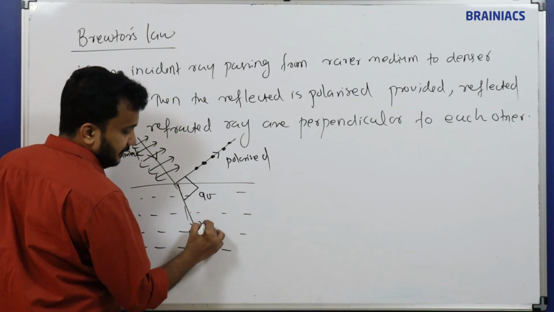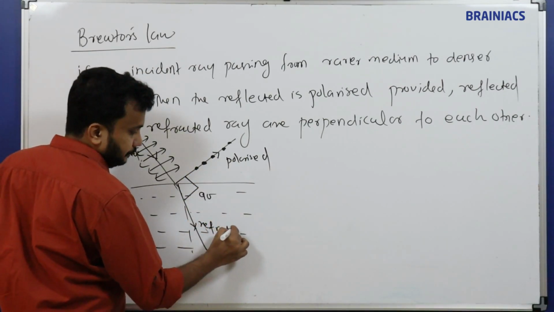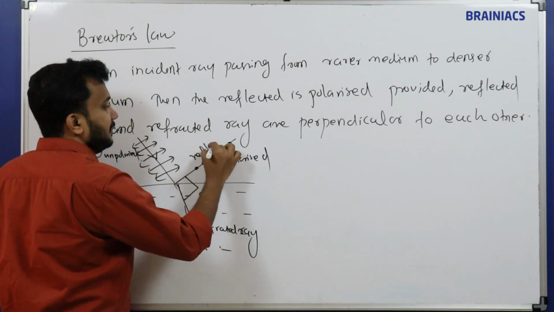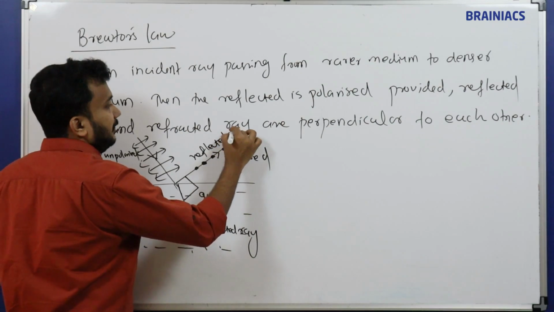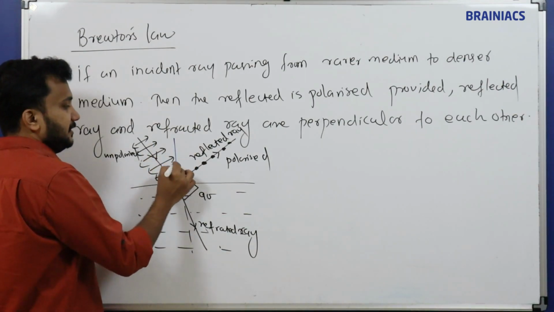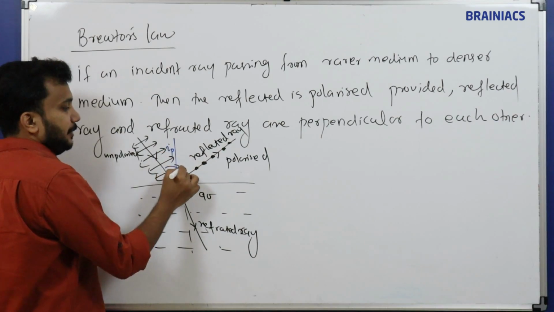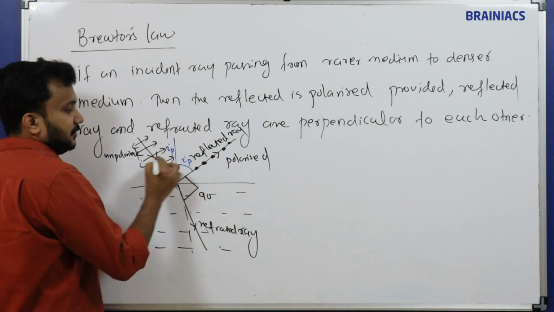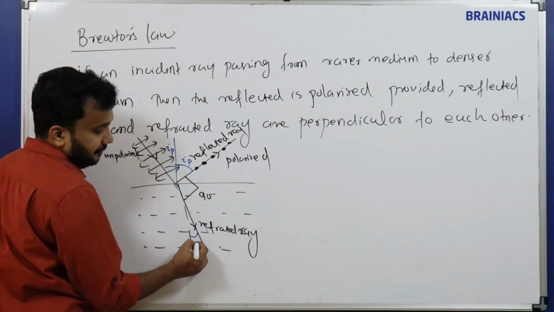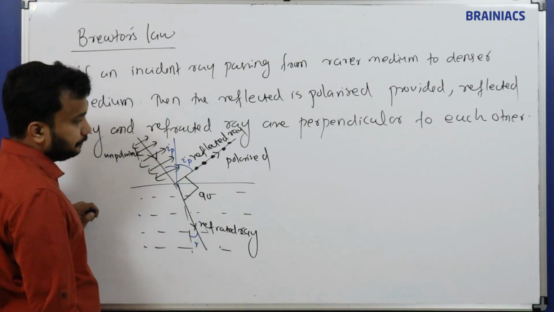and the refracted ray meet at 90 degrees. This is the refracted ray, and this is the reflected ray. So now we know the angle of incidence. This is the angle of incidence, given as IP, and the angle of reflection is also the same, IP, and the angle between the normal and the refracted ray is given as R.